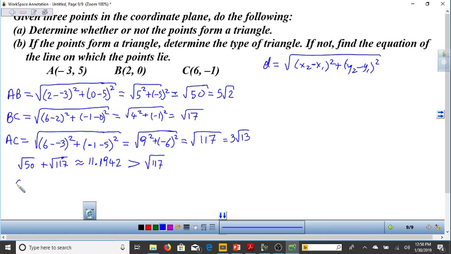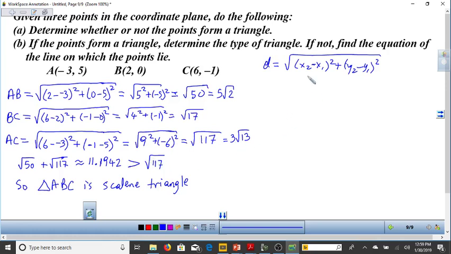So we are dealing with triangle ABC. And now, since none of the sides are congruent, we're dealing with a scalene triangle because none of the sides are the same. Now, we know it's not a straight line, and we know it's a scalene because none of the sides are the same length. The question is, is it a right triangle or not?